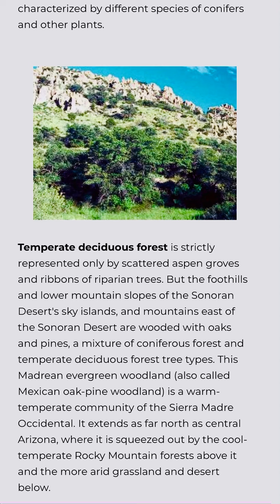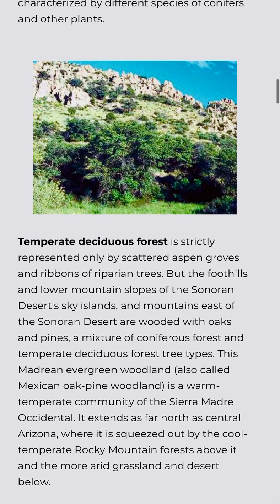Temperate deciduous forest is strictly represented only by scattered aspen groves and ribbons of riparian trees. But the foothills and lower mountain slopes of the Sonoran Desert Sky Islands and mountains east of the Sonoran Desert are wooded with oaks and pines and mixtures of coniferous forest and temperate deciduous forest tree types. This Madrean evergreen woodland, also called Mexican oak-pine woodland, is a warm temperate community of the Sierra Madre Occidental. It extends as far north as central Arizona, where it is squeezed out by the cool temperate Rocky Mountain forest above it and the more arid grassland and desert below.